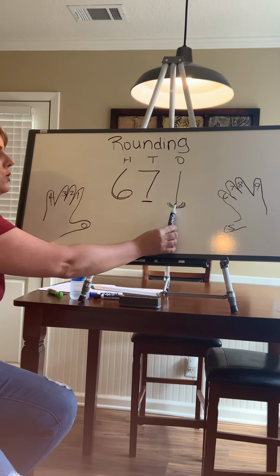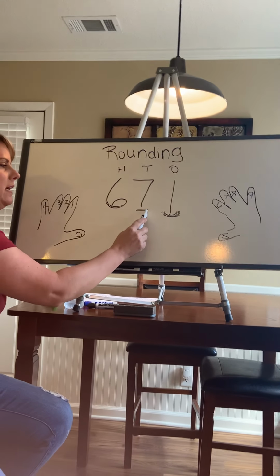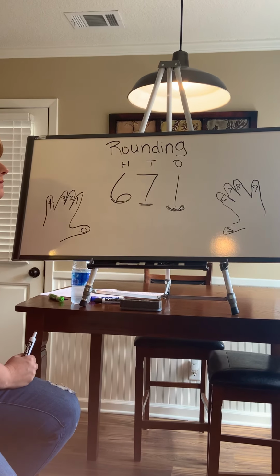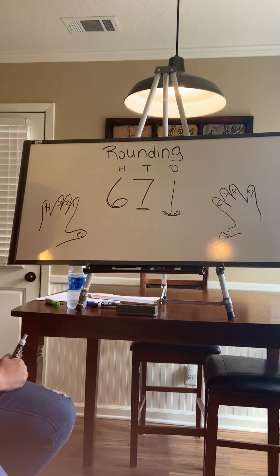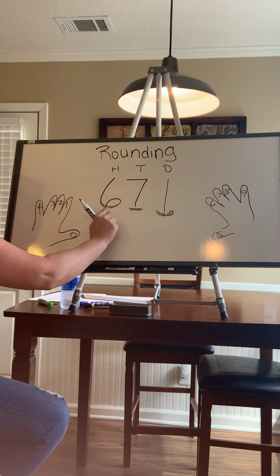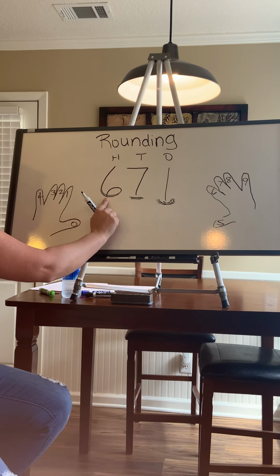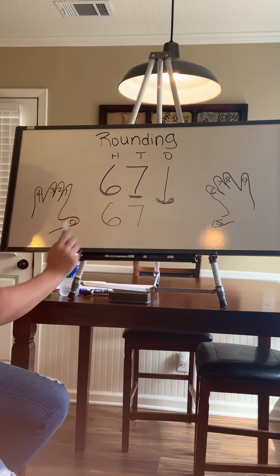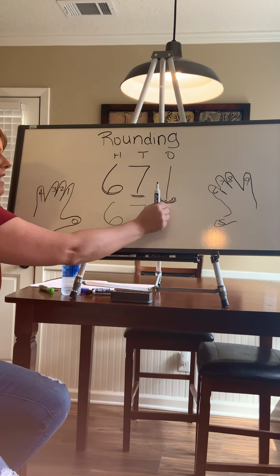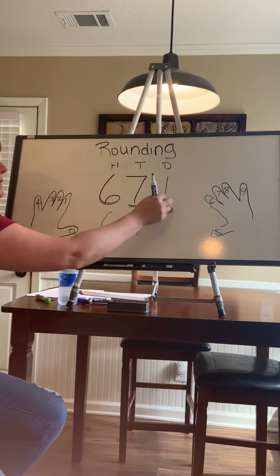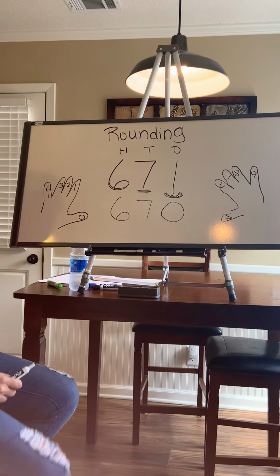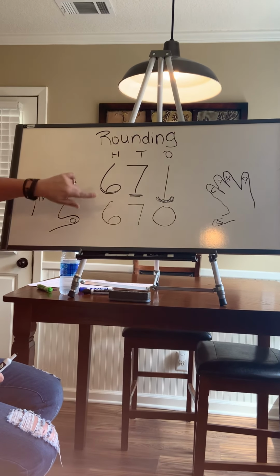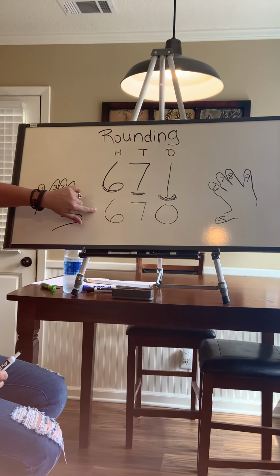So it's telling me to let it rest. That means we're gonna leave the 7 just like he is. He's gonna stay a 7. So there's nothing to do to him. And remember, I told you, everything before him stays the same. Everything before him will just drop down, and everything after turns to a 0. So this 1 becomes a 0. So 671, when rounded to the nearest 10, rounds to 670.